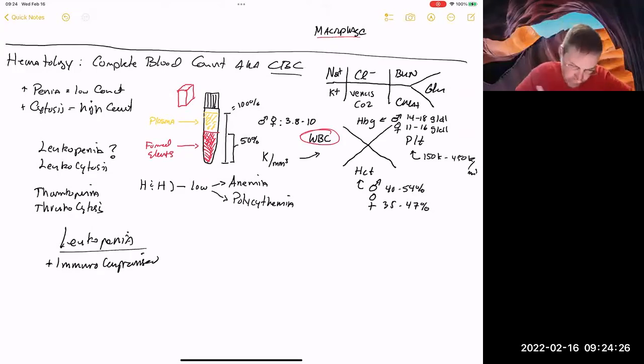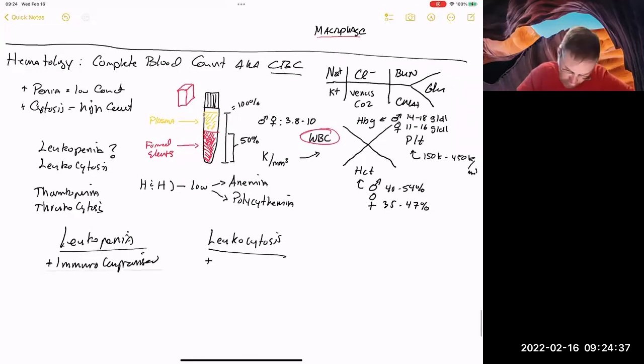Now, leukocytosis, on the other hand, an elevated white count, can be due to lots of different things. It can be due to stress, acute stress. And in intro to advanced care, you all should have talked a little bit about health and wealth. And there's something called the general adaptation syndrome, or the GAS. And that's when somebody goes through a traumatic event or something that produces a lot of stress.